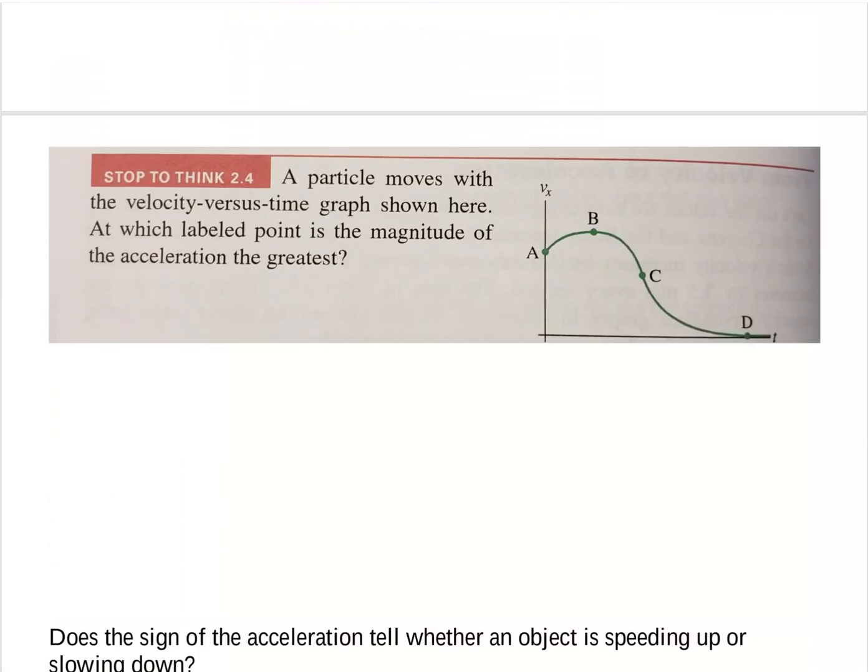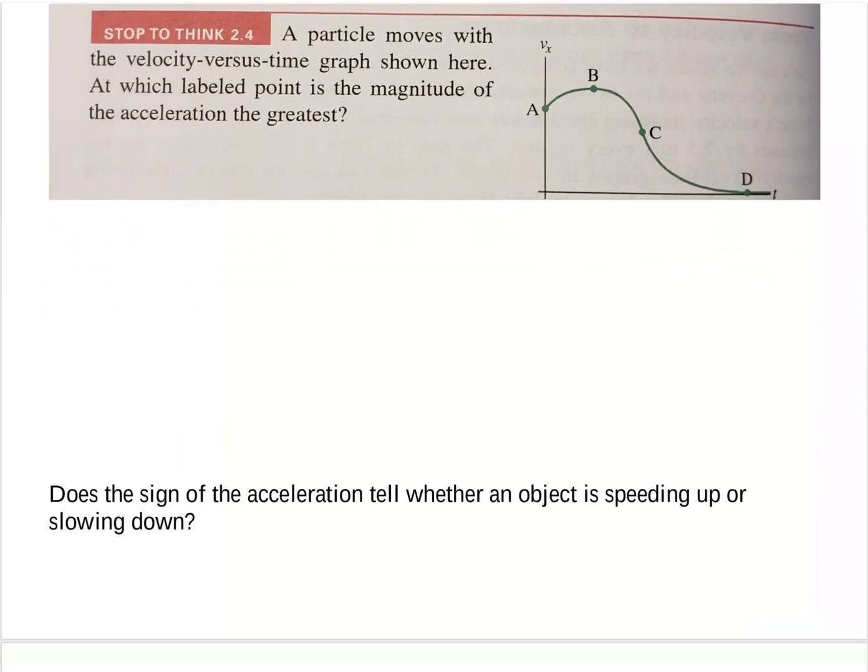Okay, so we take a look at this one. The particle is moving with the velocity versus time graph. This is important here: we see a velocity versus time graph. At which labeled point is the magnitude of the acceleration the greatest? The magnitude of the acceleration will probably be C.